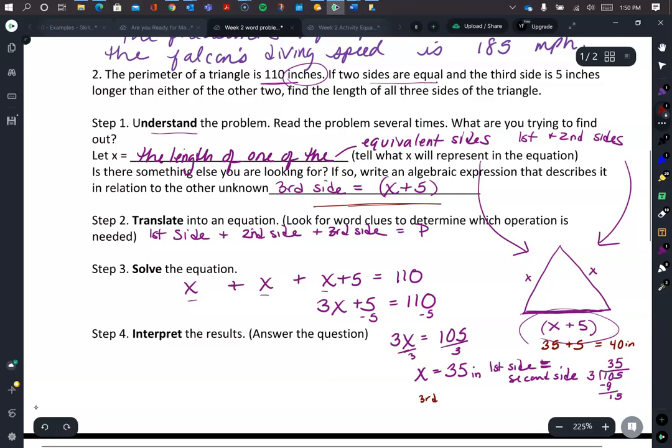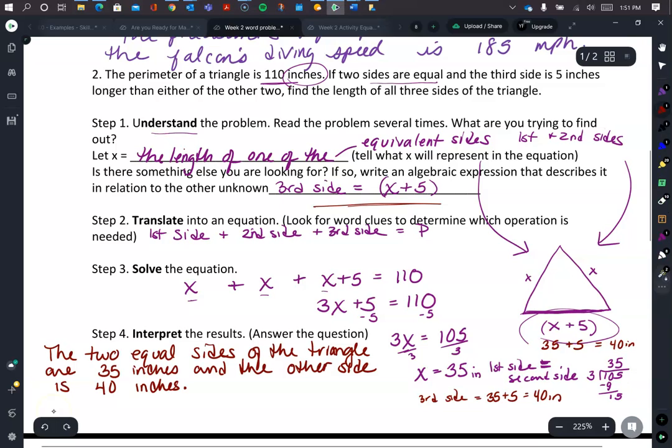Or you can look at it right up here. Third side equals 35 plus 5 equals 40 inches. And then just write your answer in a sentence. I'll let you go ahead and do that. And I'll pause for a minute and you pause and go ahead and do that and see if we match up.